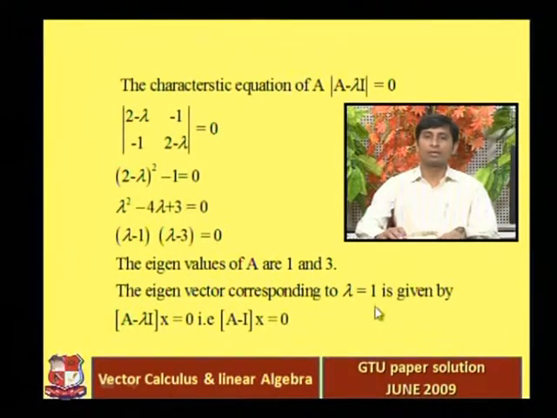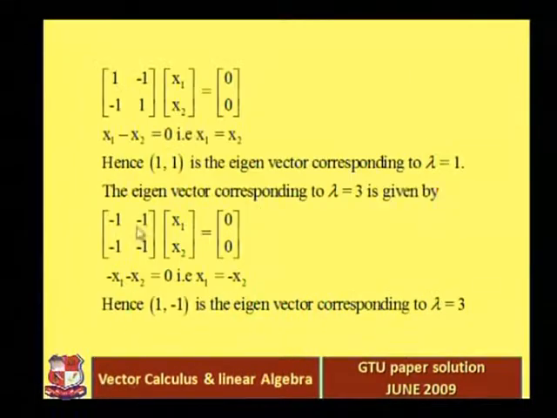The eigenvector corresponding to lambda equal to 1. Again we have to find the eigenvector corresponding to lambda equal to 1, given by (A minus lambda I) into x equal to 0. Put lambda equal to 1 in this equation, so you get (A minus I) into x equal to 0. So [1 -1; -1 1] times [x1; x2] is equal to [0; 0]. x1 minus x2 is equal to 0, and minus x1 plus x2 is equal to 0. Hence (1, 1) is the eigenvector corresponding to lambda equal to 1.